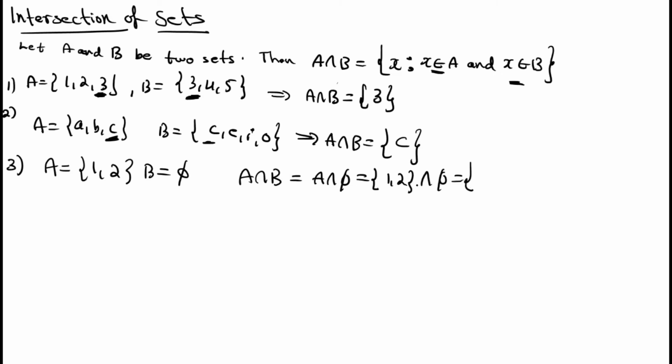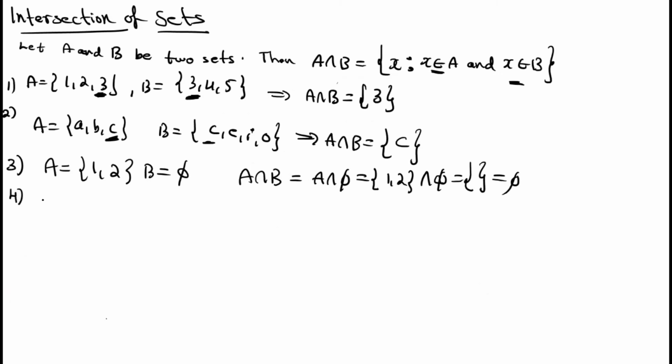What's the intersection? You are not finding any common elements. A intersection B: here A has no elements, you are not finding any elements, therefore it's equal to the empty set. You can use either symbol. So A intersection empty set, you will get the empty set only.